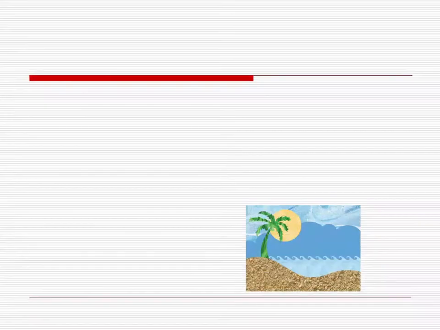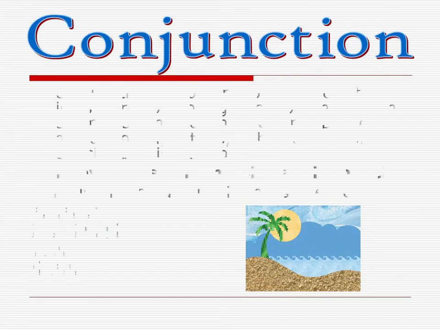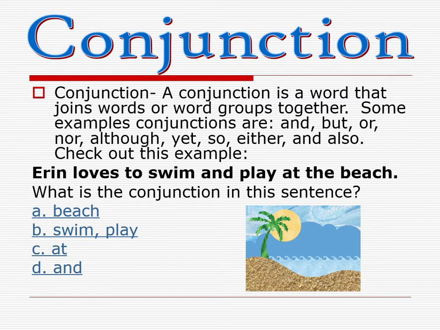So the next, the conjunction example. What's a conjunction? A conjunction is a word that joins words or word groups together. Some example conjunctions are and, but, or, nor, although, yet, so, either, and also. Check out this example. Erin loved to swim and play at the beach.